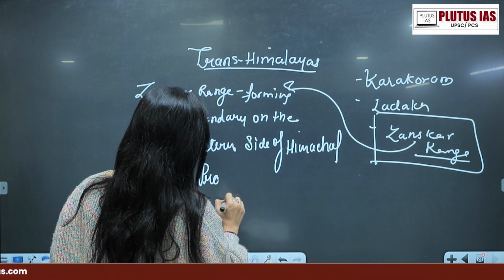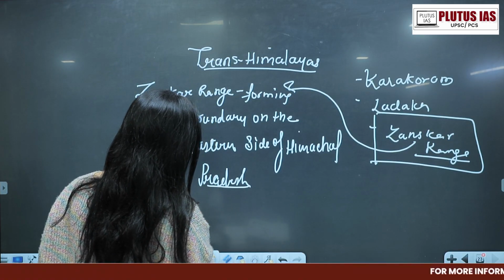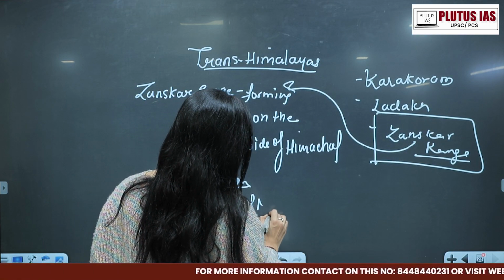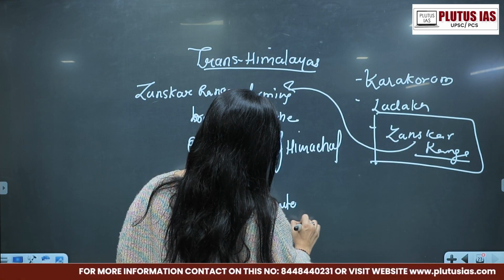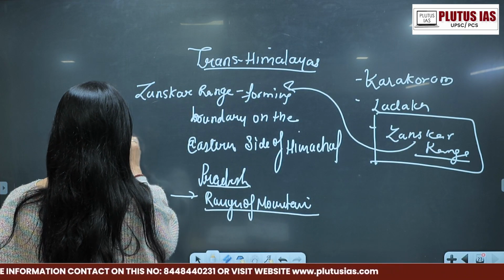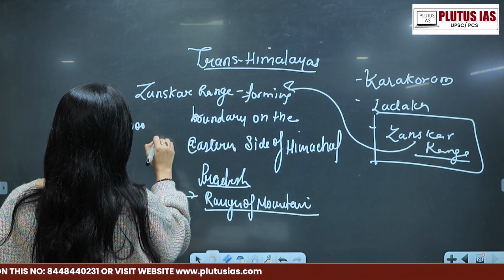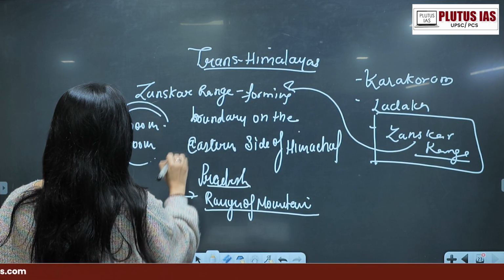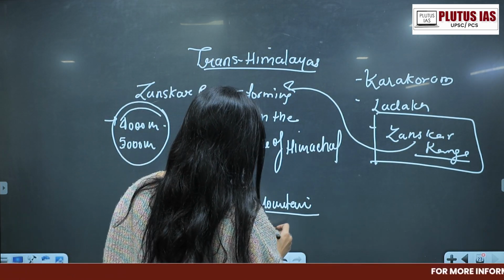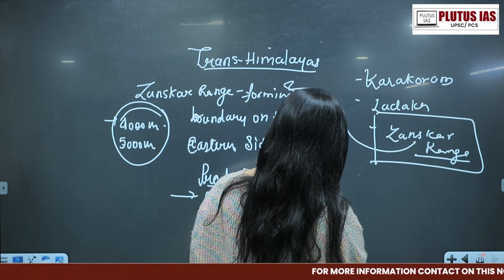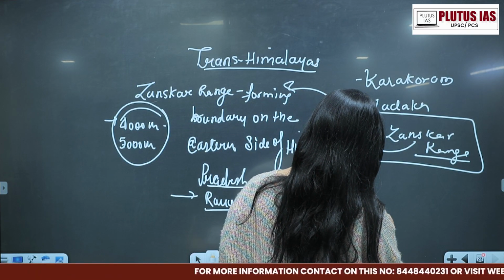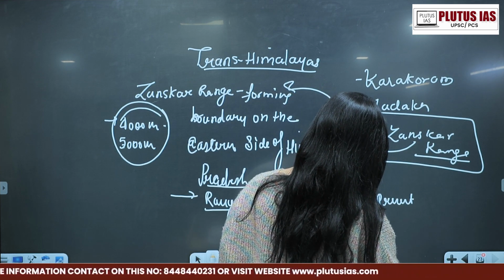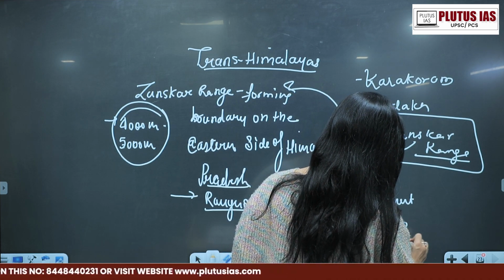So hence you can see that all the ranges of the mountains are present in Himachal Pradesh, and the average peak in this range would go from 4,000 meters to 5,000 meters.